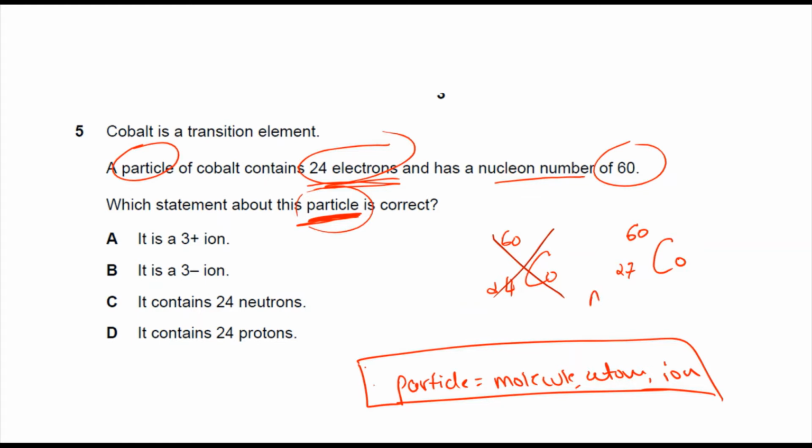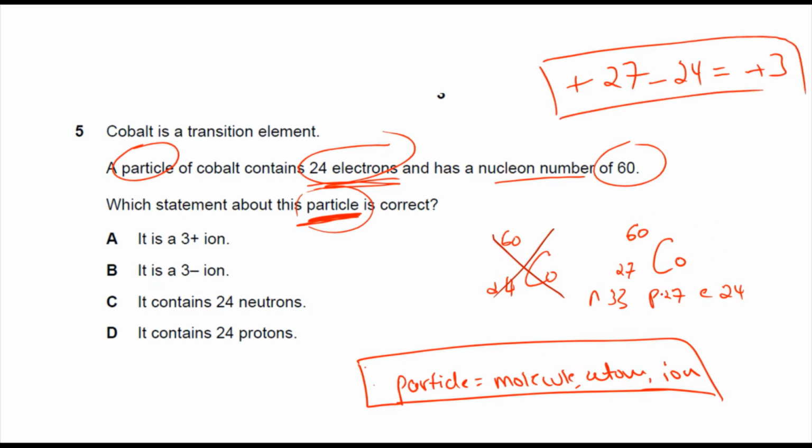My way of writing is always writing down neutrons, protons and electrons separately. The neutrons will be what? 60 minus 27, that's 33. How many protons? 27. How many electrons given in the question? 24. Now you tell me, you have positive 27 here because you have 27 protons and protons are positive, and you have 24 electrons which are negative, so you're minus 24. What's the overall charge? Plus 3. So this means this is an ion. It's a cation perhaps, which has a charge of 3 plus on it. Okay? So remember, the proton number can never change.